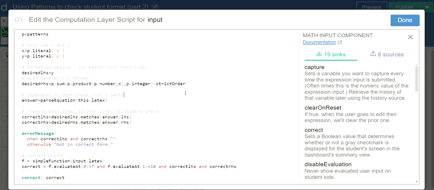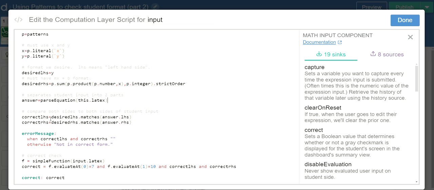Now, here's a part that's going to be new to us. Because the student is entering an equation and we have to compare two different parts, we need to apply a new variable. This is what I call a parsing situation. The student input is going to be parsed, or separated, into two parts. So I'm going to create this variable I'm calling answer, and I'm going to use parse equation. Basically, that's going to separate whatever's typed in the LaTeX in this component into two parts.